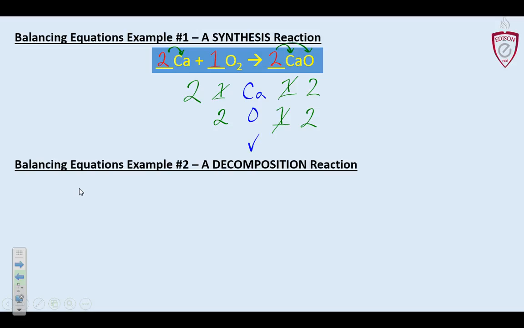Right, and they'll ask you all the time about the oxygen. Yeah, and it's usually 1, maybe 2 or 3, something like that. Sure. Let's move on. Let's do a decomposition.